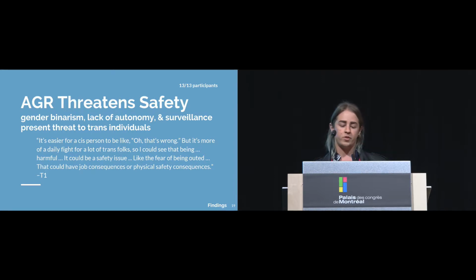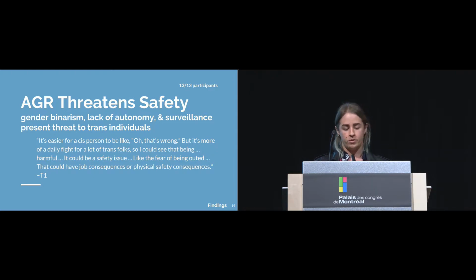The concept of gender binarism, the lack of autonomy, and surveillance all presented threats to our participants' safety. And they felt that the concept of being misgendered by a machine would cause emotional stress. Participants were concerned that automatic gender recognition would perpetuate and amplify systems of oppression for trans people that they faced on an everyday basis. T1 said that it's easier for cis people to be like, oh, that's wrong, but it's more of a daily fight for a lot of trans folks. So I see that being harmful.